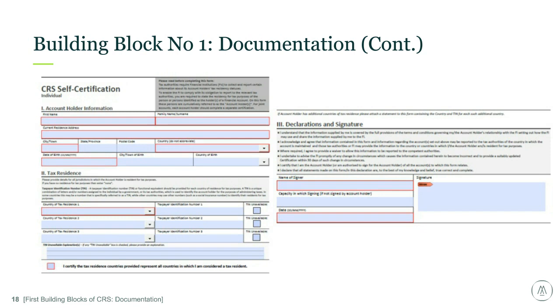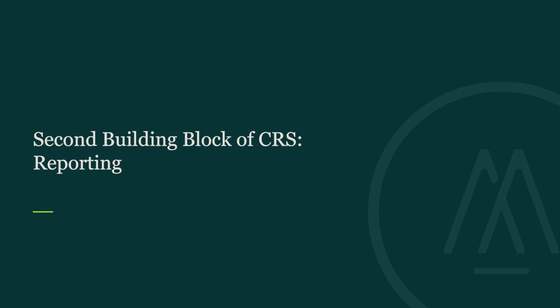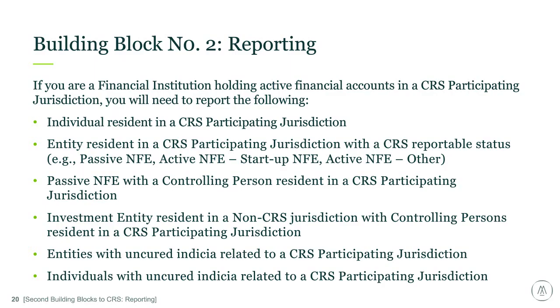All right, moving quickly to the second building block of CRS, and this is reporting. So if you're an FI holding active financial accounts in a CRS participating jurisdiction, so those are three requirements: you're an FI, you're in a participating jurisdiction, and you have active financial accounts. This isn't vendor payments or anything else.